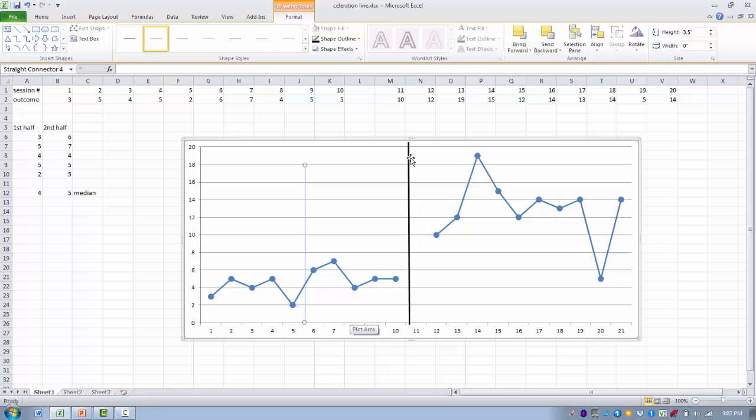If you've got an even number of data points, or sorry, an odd number of data points, then you'll have to draw this line to separate them in half, and it'll have to go directly through your middle data point.